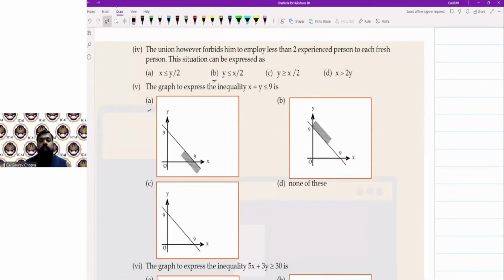Fourth one. Again a similar question. The union, however, forbids him to employ less than 2 experienced persons to each fresh one. So the union has forbidden employing less than 2 persons to each fresh one. So the inequality will be 2Y less than or equal to X, or Y will be less than or equal to X upon 2. Option number B.